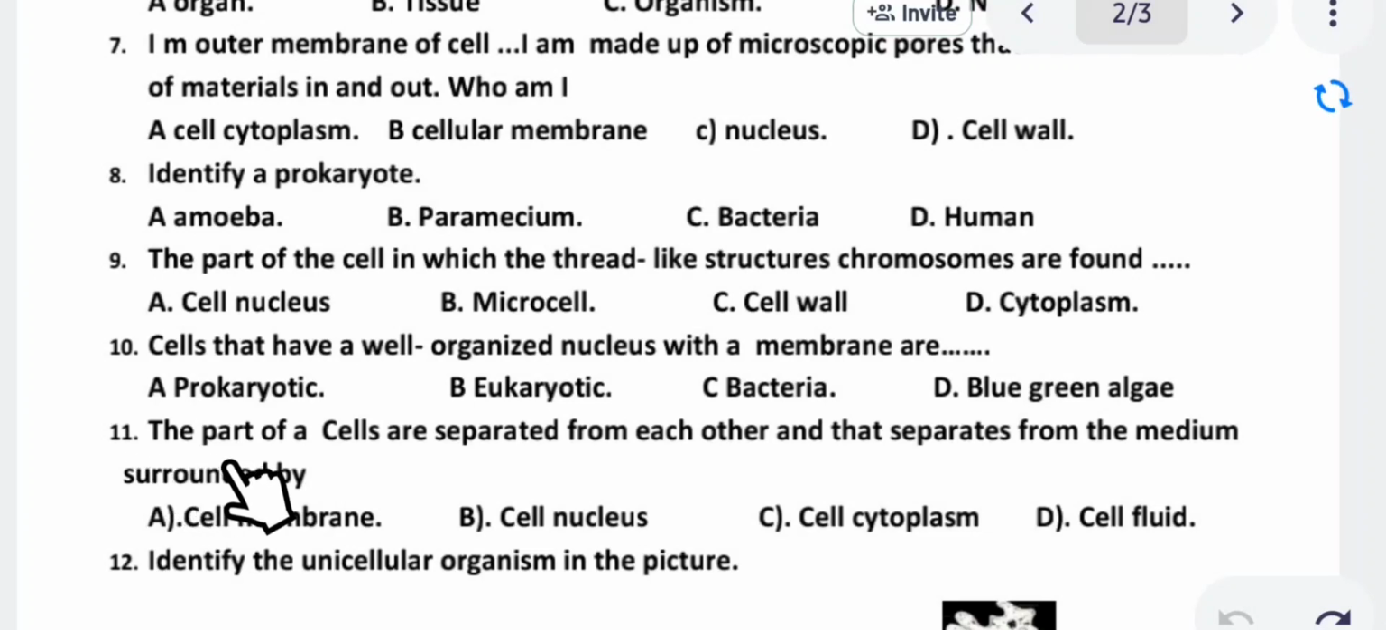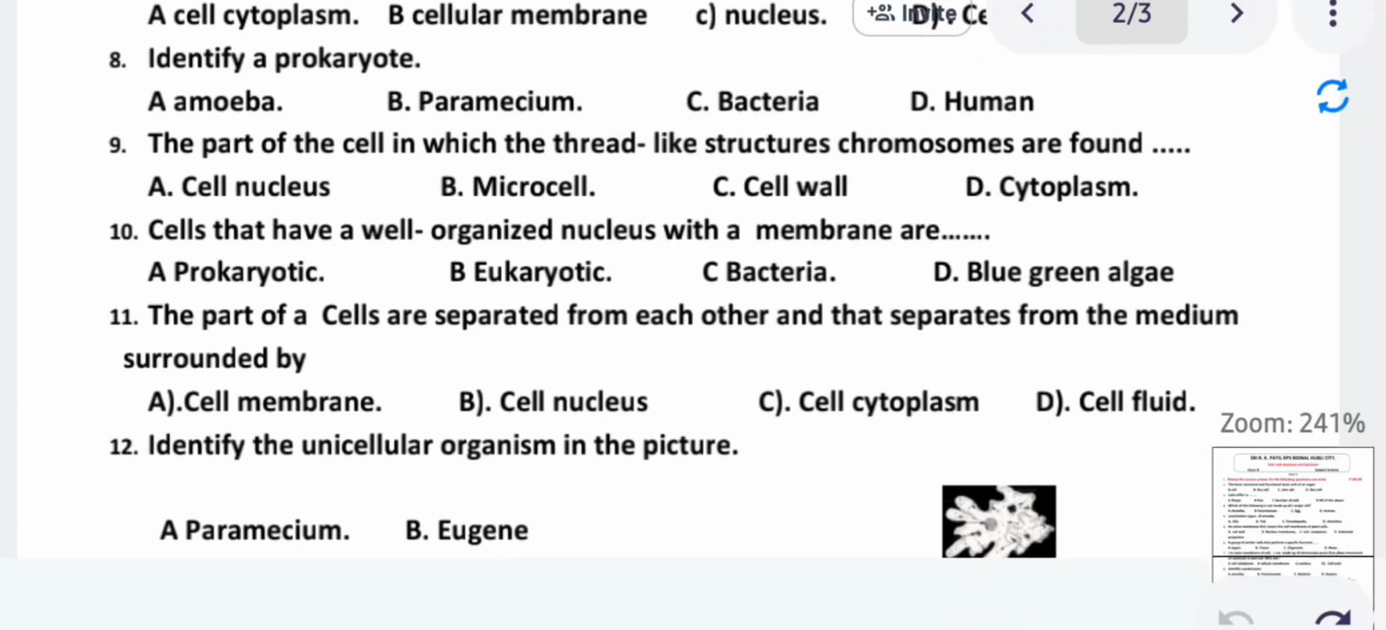11th question. The parts of a cell are separated from each other and separate from the medium surrounding them by. Options: cell membrane, cell nucleus, cytoplasm and cell fluid. Cell cytoplasm and cell fluid both are same. Cell nucleus is present at the center, whereas cell membrane is the outer layer that separates all the cells, and they separate from the medium.